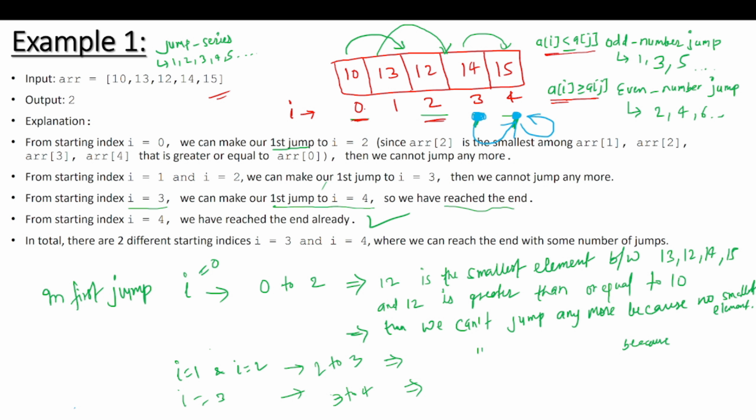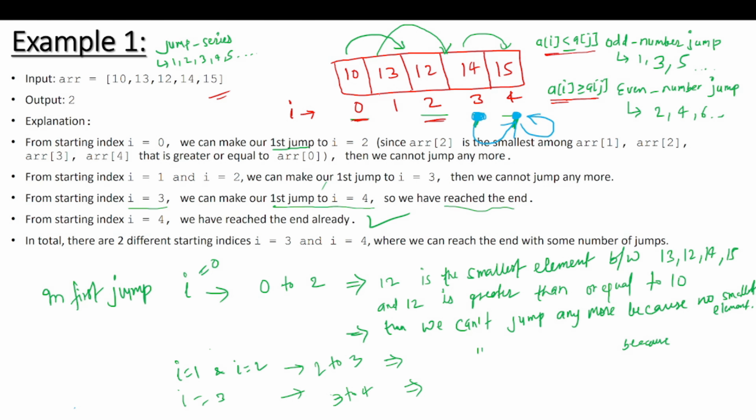Why? Because array at 2, that is 12, right? The 12 is the smallest element between all these, meaning 13, 12, 14 and 15. So among all these, 12 is the smallest one, and so we can say 12 is greater than or equal to 10. Am I right? So for the even case, we can make that jump, right?